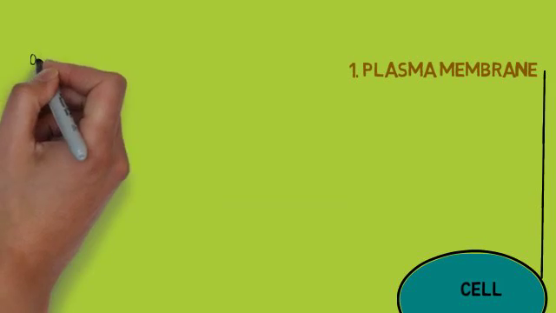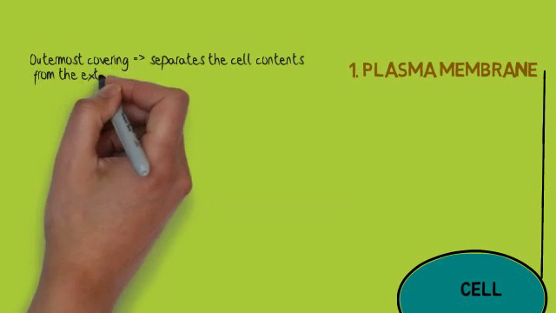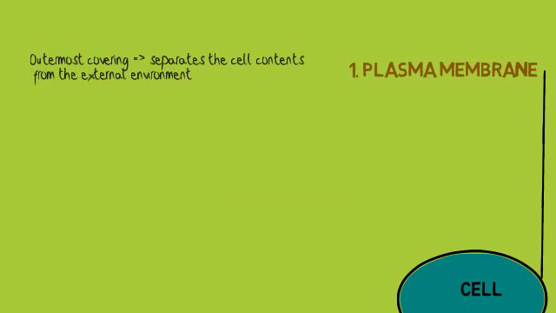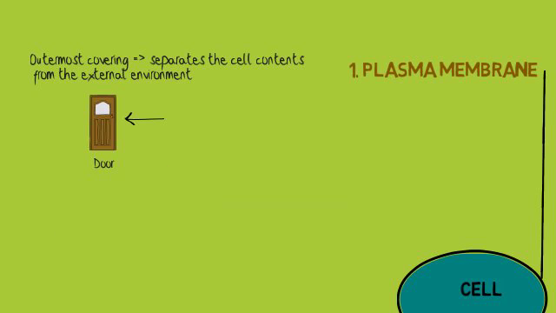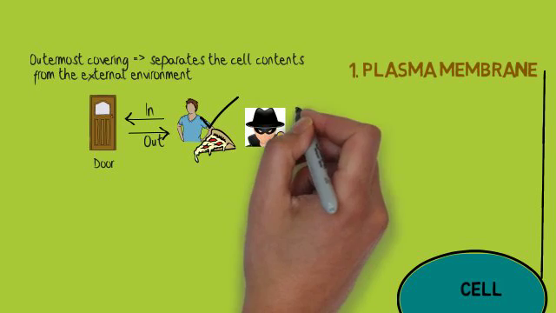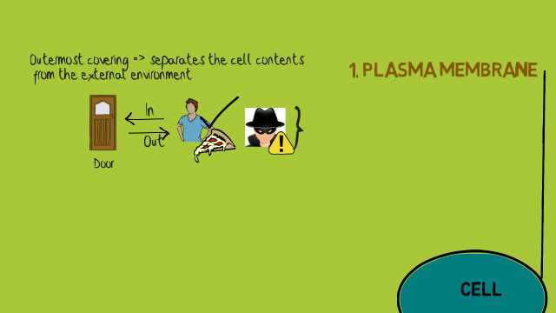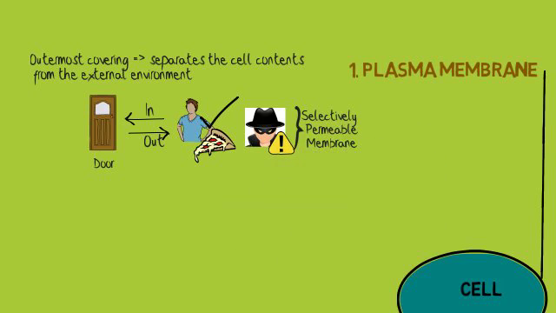Plasma membrane is the outermost covering of the cell, and it separates the cell contents from the external environment. If we think of the cell as a house, then the plasma membrane would be the door of the house, controlling what comes in and what goes out of the house. Obviously, we would want the things we like, people we like, food we love, like pizza, to come in and the undesirable objects to stay out. And this is exactly what the plasma membrane does, and hence it's called a selectively permeable membrane.